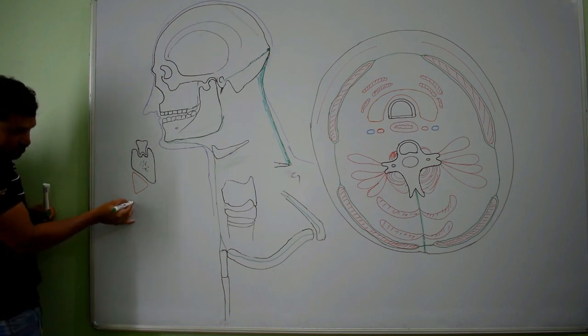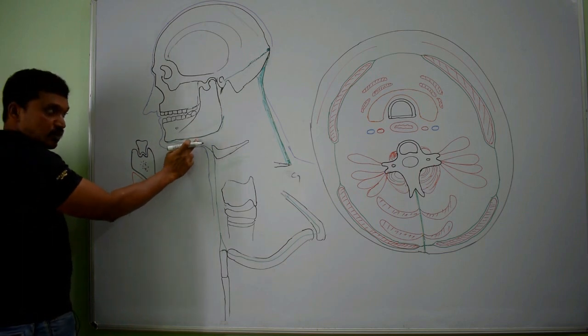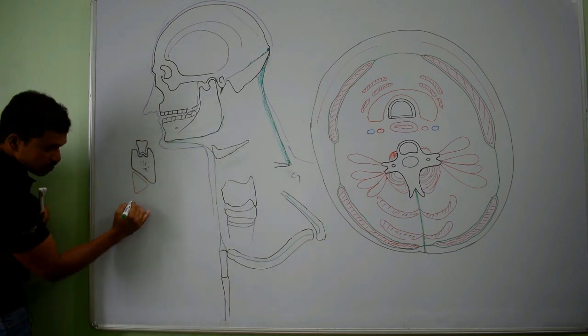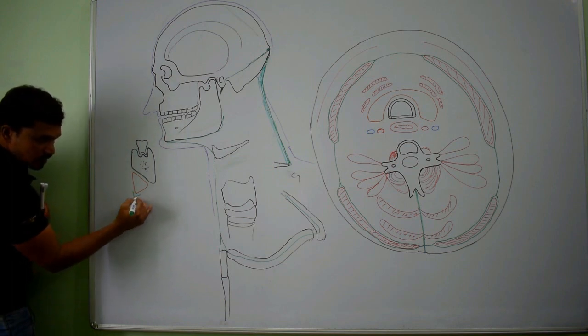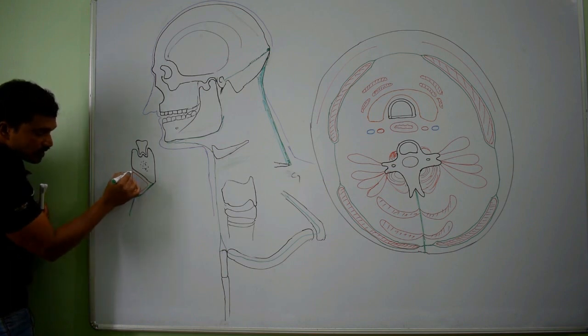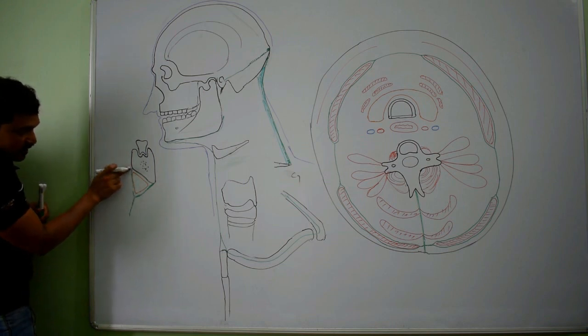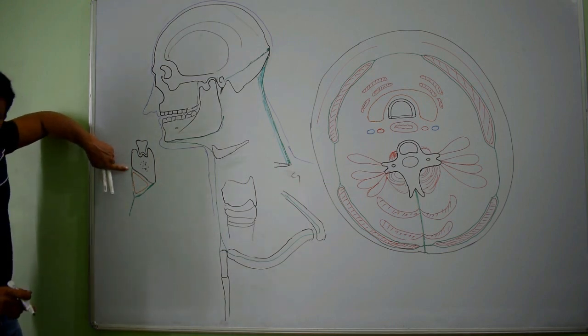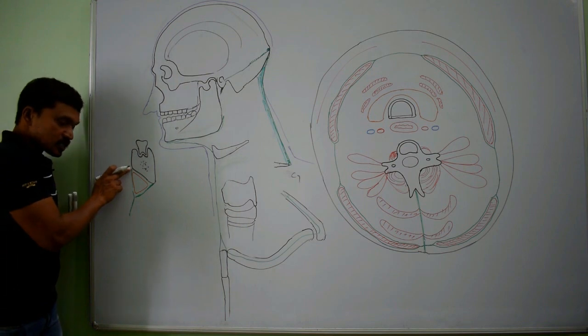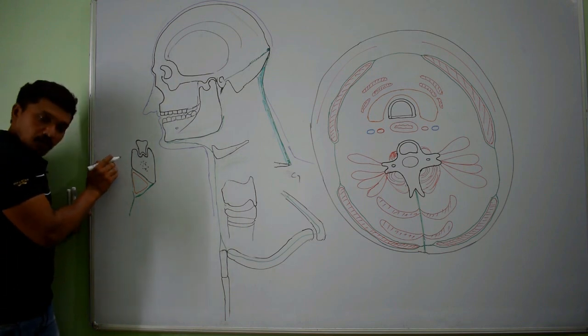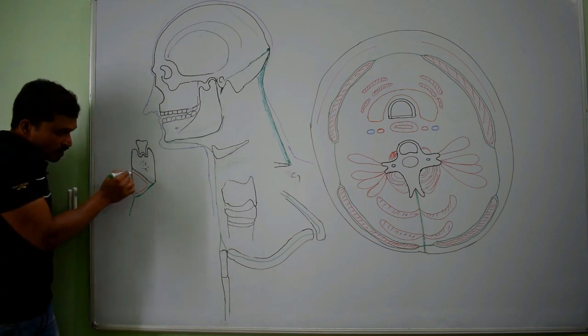The investing layer of deep cervical fascia, when it reaches below the submandibular gland, will be divided into two layers. One is the inner side, another is the outside. That means superficial layer and deep layer. The superficial layer is attaching to the base of the mandible. The deep layer is attaching to, here one line is there, no? The medial border of the submandibular fossa, what we call mylohyoid line. So here it is attaching to the mylohyoid line.